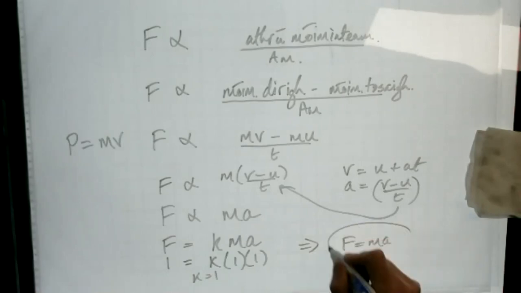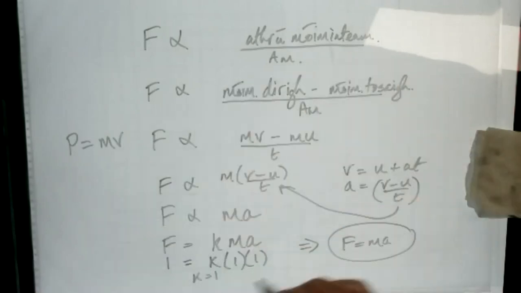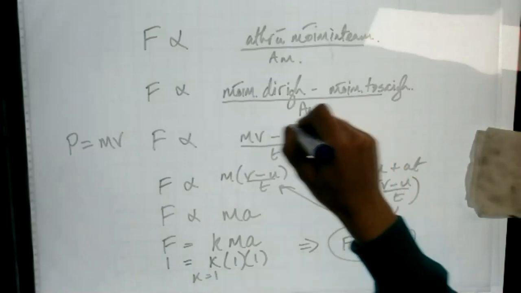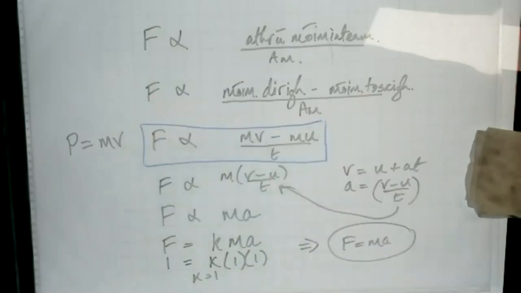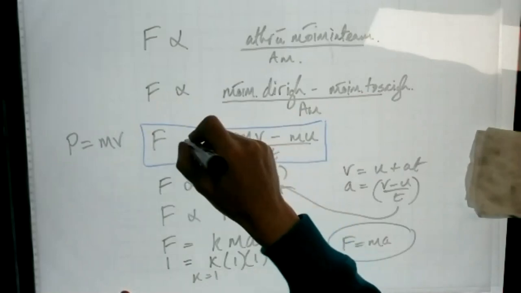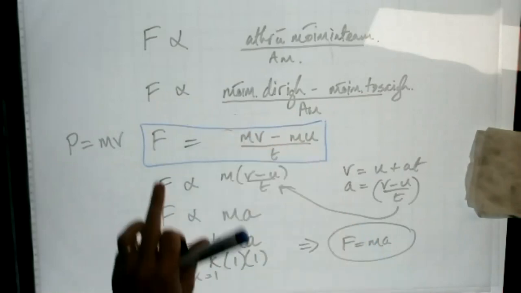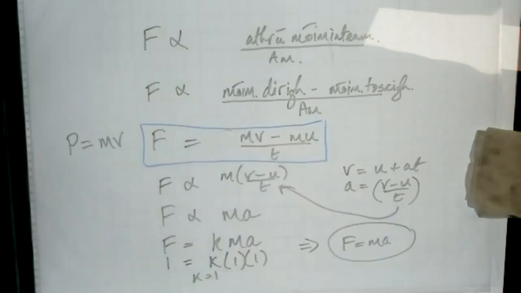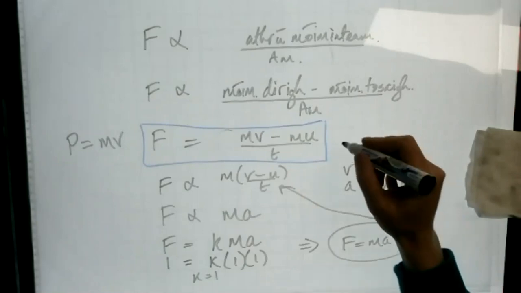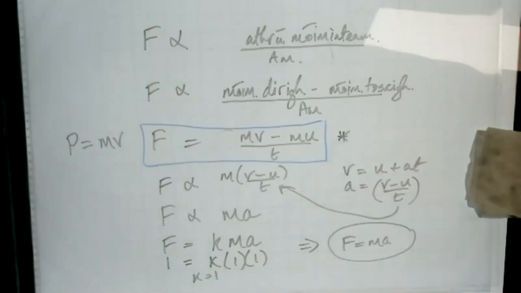So Newton's second law: force equals mass times acceleration. Force equals mv minus mu over t, the change in momentum over time. That is Newton's second law.